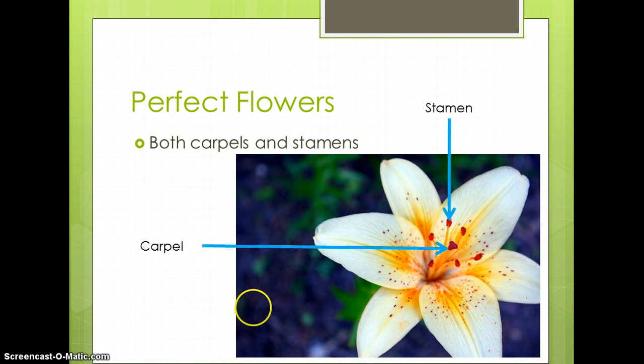Let's start with the perfect flowers. Perfect flowers have both carpels and stamens. An example of this is lilies. So here we have a lily, and you can see how the carpel is in the center, the female organ, and then it's surrounded by a bunch of stamen. And then we have the petals, and then the sepals are located just below it, even though you can't see it in this picture.